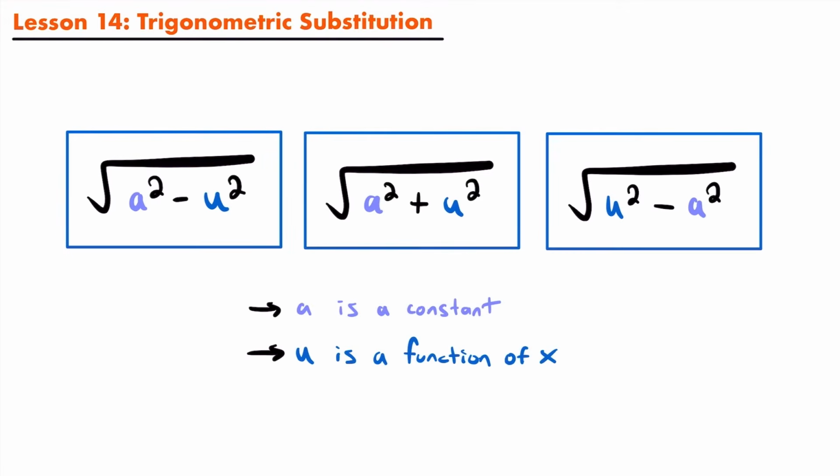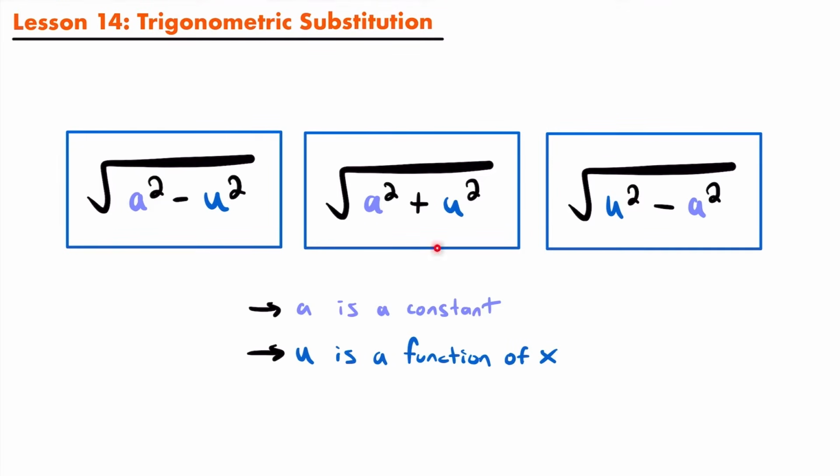Alright, so we are going to look at an integration technique that will allow us to solve integrals of radical functions that previously we may not have been able to solve. Specifically, we're going to be looking at integrals that include one of these three forms of a radical function. And so we have the square root of a squared minus u squared, the square root of a squared plus u squared, and the square root of u squared minus a squared.